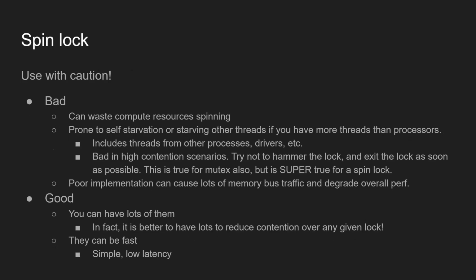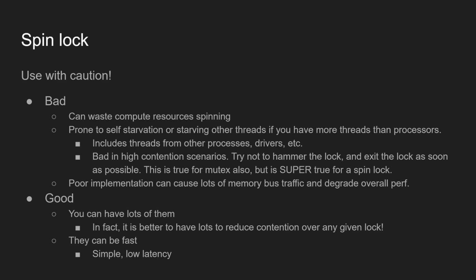So what about a spin lock? Basically, the benefits and drawbacks are the mirror of a mutex. You can waste computer resources. You're prone to self-starvation or starving threads from other processes. This can especially be a problem if you have more threads than you have logical processors.